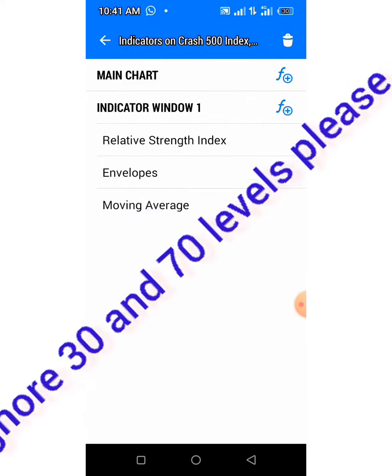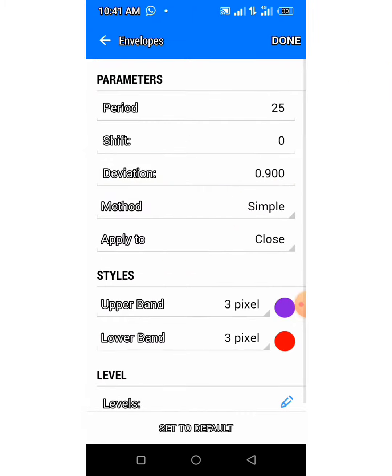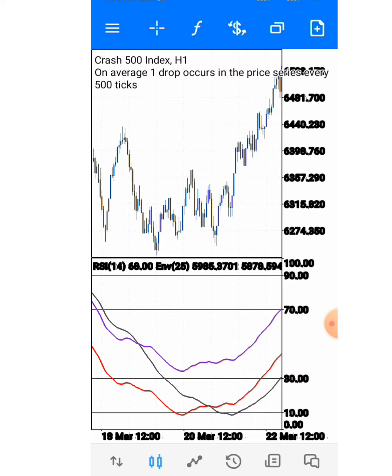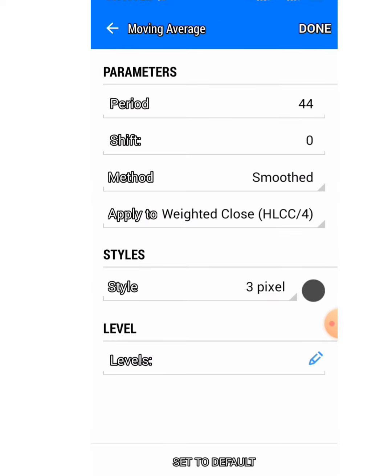The second one is the envelope. Set period 25, shift 0, deviation 0.900. Method simple, apply to close. Upper band is blue, lower band is red, 3 pixel, and you can choose any color of your choice, and no level. Then the last one is the moving average. The period is 44, shift is 0. Method is smoothed, apply to weighted close. Style 3 pixel. I use green color, but you can use any color of your choice.